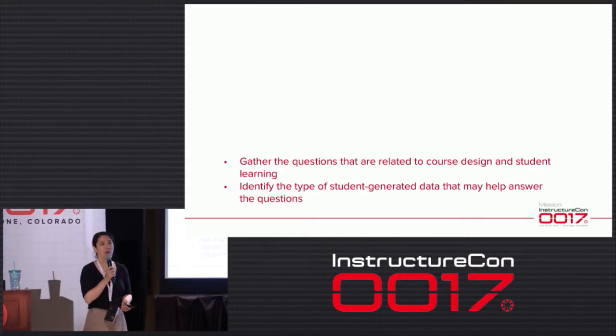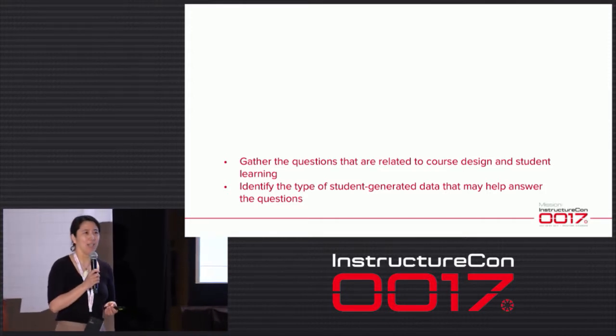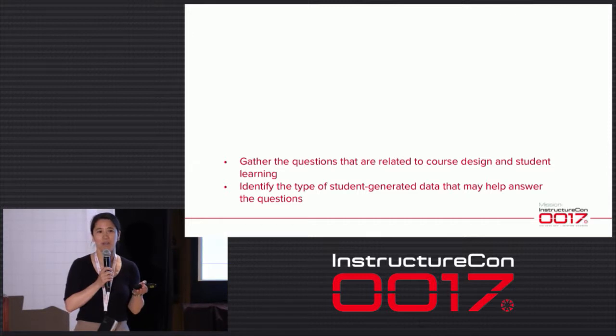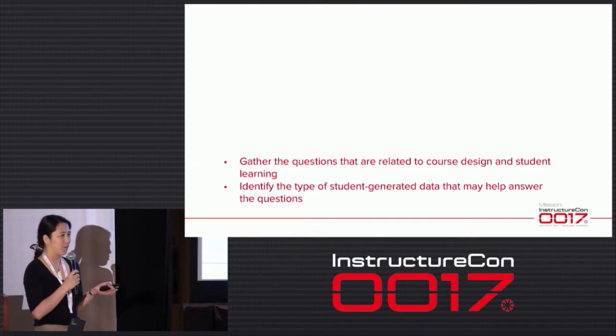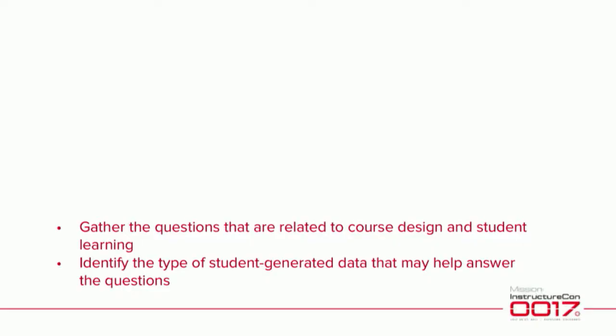Okay. So Dartmouth developed a course through the Canvas Network. And it's open, self-enrolled, free pace. So all the users who enrolled in the course can complete the course at his or her own convenience. However, for a self-paced course and open enrollment, I'm always afraid that the students will just click on the homepage and then never come back. So I'm trying to gather the questions that are related to course design and the students' engagement. And then I try to identify the data, the Canvas learning data, that may help answer some of the questions.